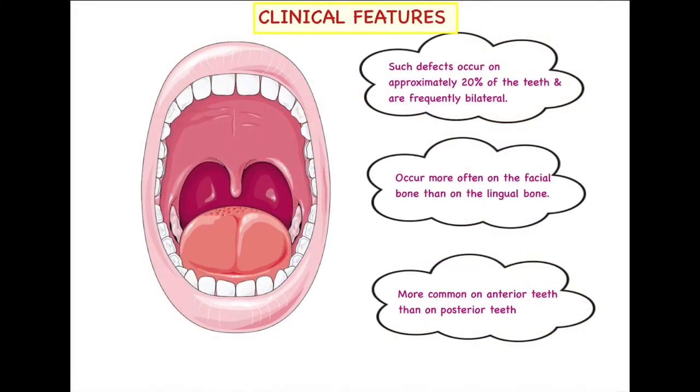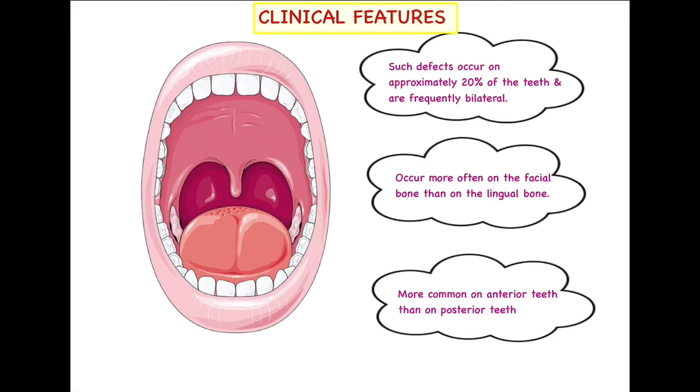Moving on to the clinical features. The first and most important point is the prevalence. How frequently are the teeth affected? Such defects occur in approximately 20% of the teeth, and these are frequently bilateral. Now, these occur more often on the facial bone than on the lingual bone.